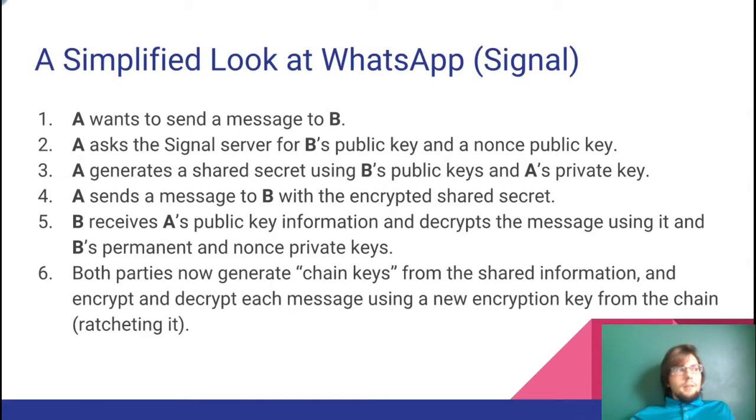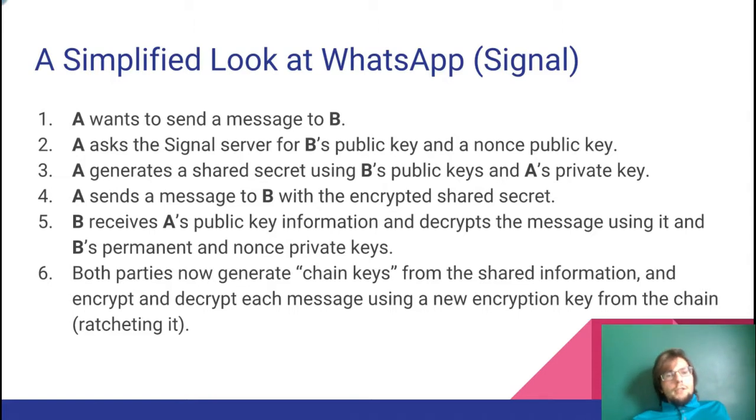So A wants to send a message to B, all right? A will ask the Signal server, in this case WhatsApp, for B's public key as well as a nonce public key. A will generate a shared secret using B's public keys and A's private key. It uses both for additional protection in this case. A sends a message to B with the shared secret as it's encrypted. B will receive the message as well as A's public key information from the Signal server and will be able to decrypt the message using A's public key and B's private keys.